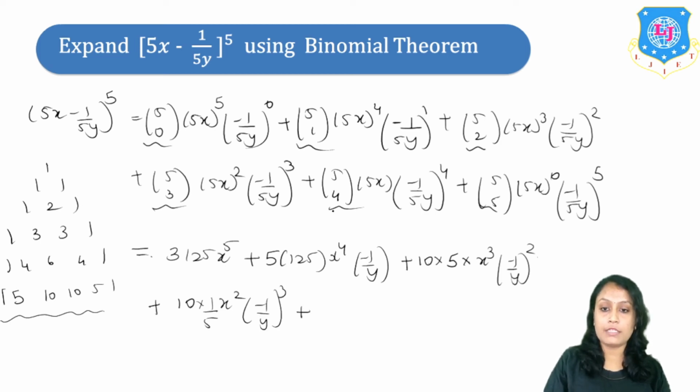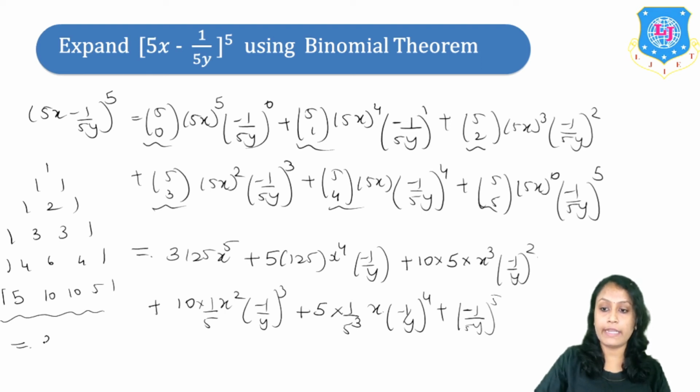Now the answer of 5C4 will become 5, so this is 5 into, now we have 5 over here, 5 raised to 4 over here. So it will become 1 upon 5 cube in the denominator, right? Here x and here we have minus 1 upon y whole raised to 4. And at last 5C5 is 1, 5x raised to 0 is 1. So we have minus 1 upon here 5y whole raised to 5. We'll simplify this further.